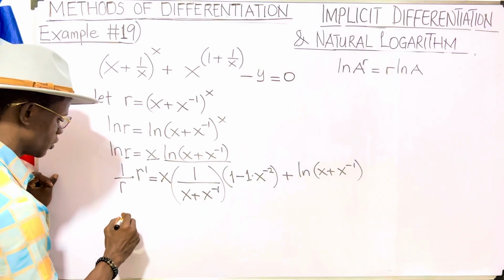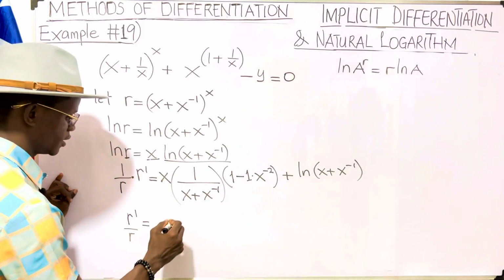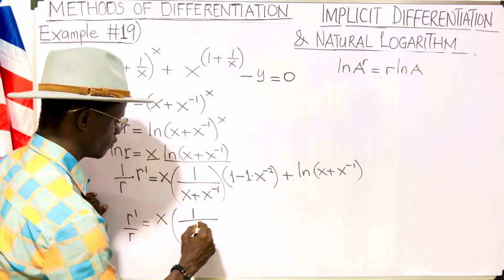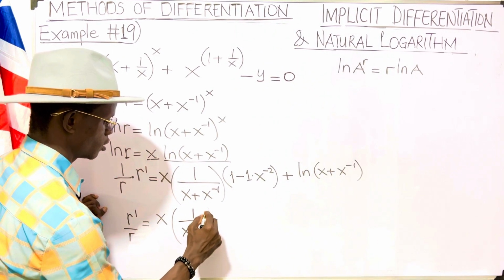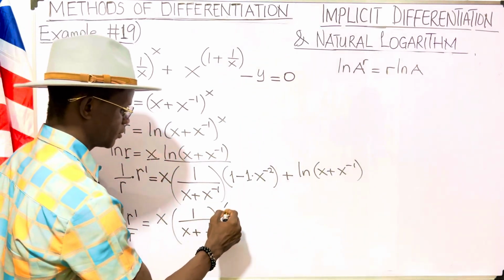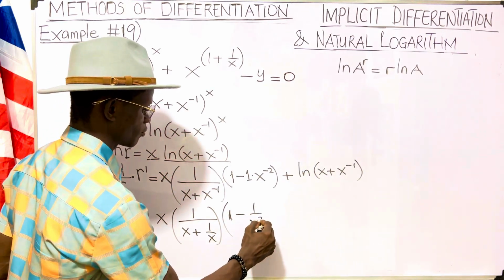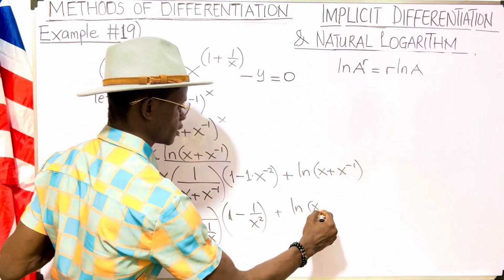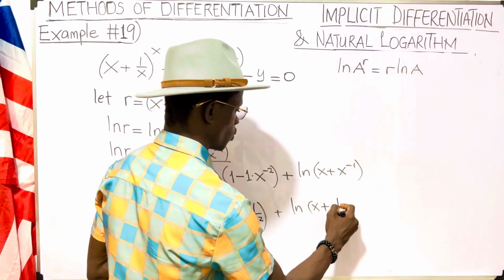Now we can simplify. So we have r prime equals. Now I'm going to rewrite these expressions. So you have x times 1 over (x + 1/x), because 1 over x is the same as x raised to the power minus 1, times (1 minus 1 over x squared), plus ln of (x + x^(-1)), which is x plus 1 over x.